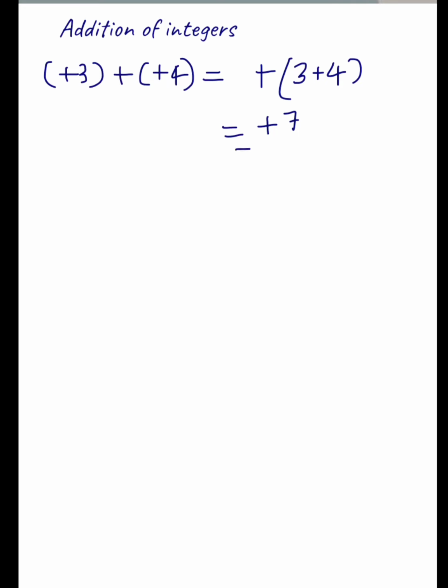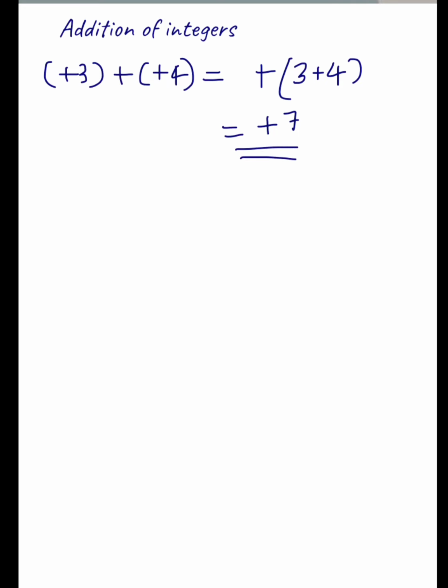1, 2, 3, 4, etc. Plus 1, plus 2, plus 3, etc. Okay. So let's take the example plus 3 and plus 4 and let's add them. If you are adding any two positive integers, what do you have to do? You have to just add them, just like we are adding natural numbers, that is 3 plus 4, and you have to put the sign as plus. So you will get plus 7.